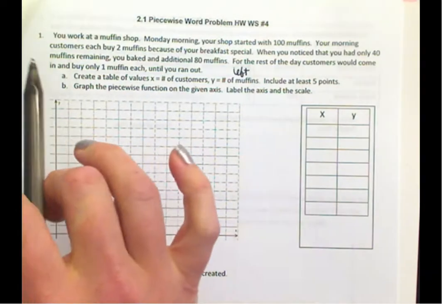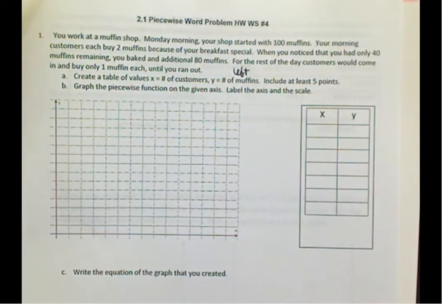Okay, you work at a muffin shop. Monday morning, your shop started with 100 muffins. Your morning customers buy 2 muffins each for the breakfast special. When you noticed that you only had 40 muffins remaining, you baked an additional 80 muffins. For the rest of the day, customers would only come in and buy 1 muffin.